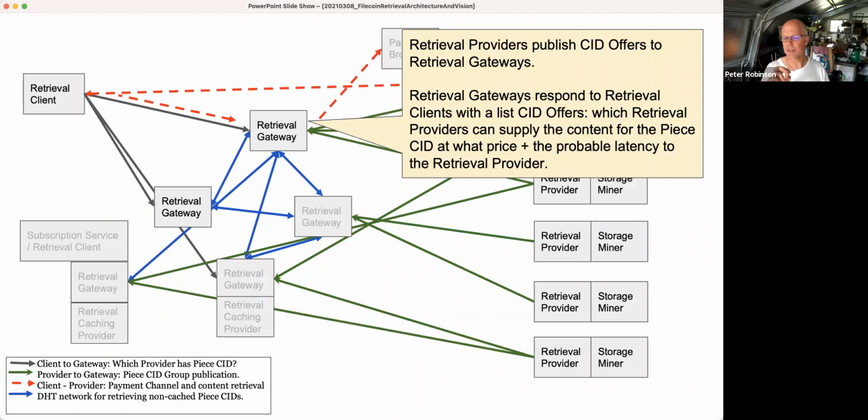And that's what the gateway does. It has these retrieval offers that have been published to it. And so it'll respond to requests from clients asking, do you have this information about this content? And it'll say, yes, I've got these offers from the various providers for this content.